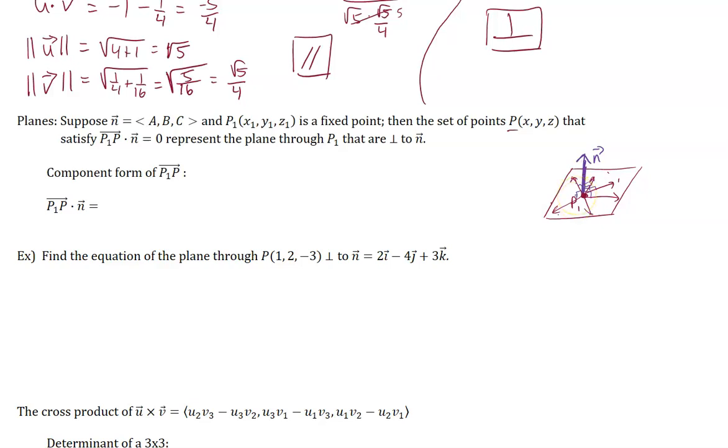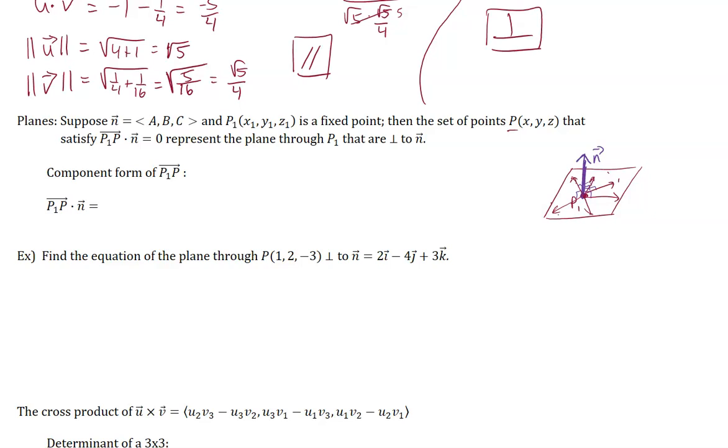Okay, so just to say that again, if we have a fixed point and a vector, we can put the vector so that it has a tail at the fixed point in space. And then vector n is orthogonal or perpendicular to every other point starting at P1 and going through this plane. We can use that to write the equation of a plane. So let's go through this with general terms here.